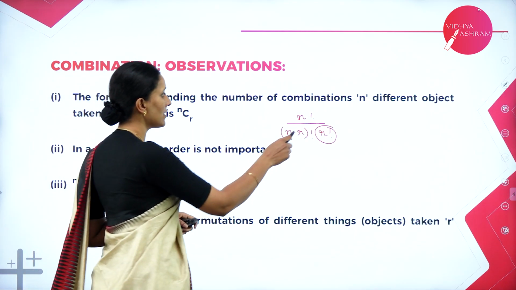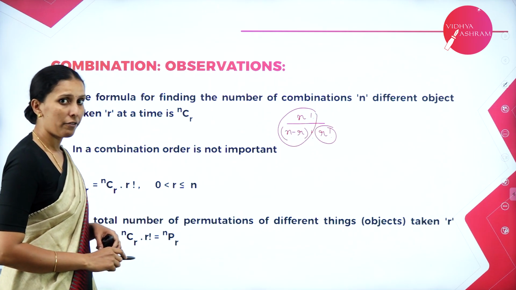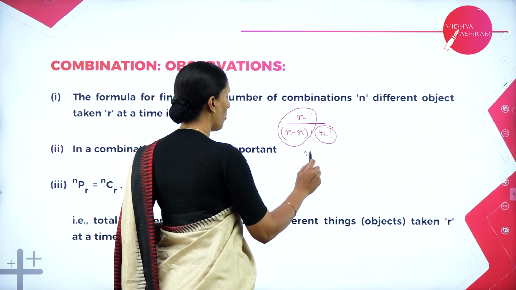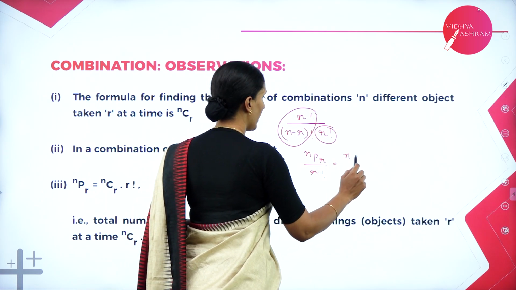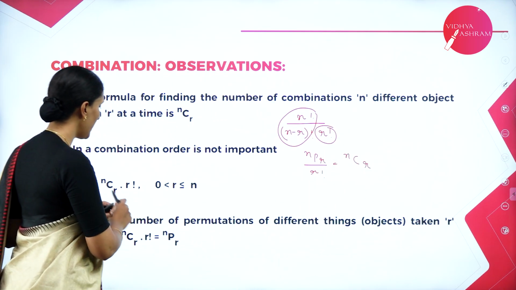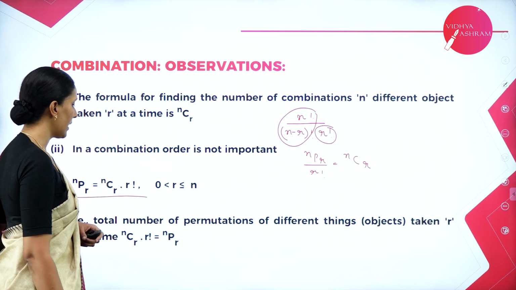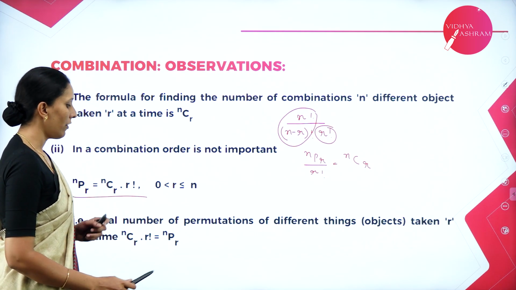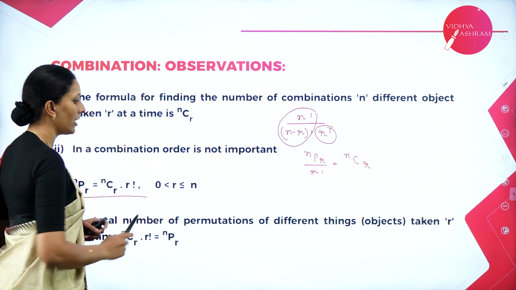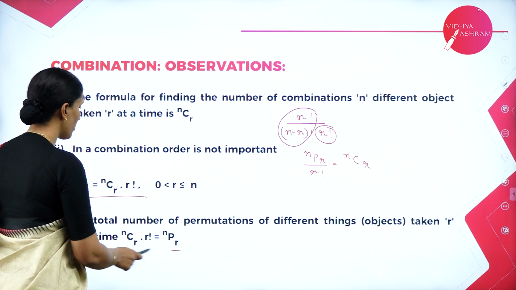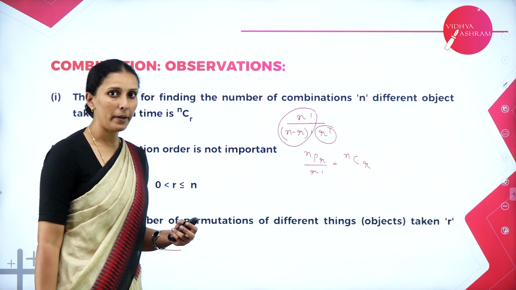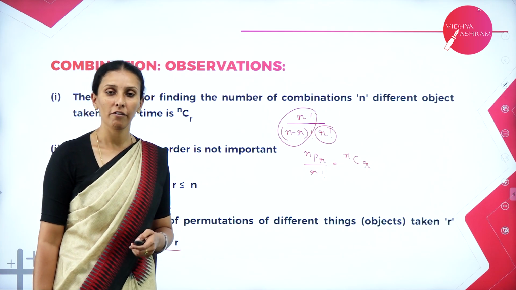Whereas this is your nPr. Therefore, we'll get an equation in the form of nPr by r factorial, which is equal to nCr. Hence, nPr is given by nCr into r factorial. So, the total number of permutations of different things or objects taken r at a time can also be represented in terms of combination multiplied with r factorial.